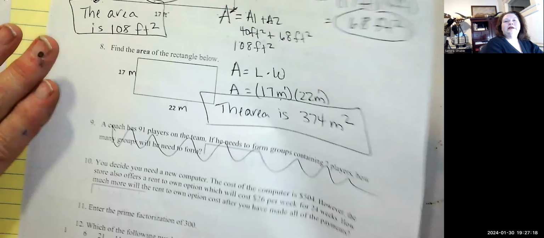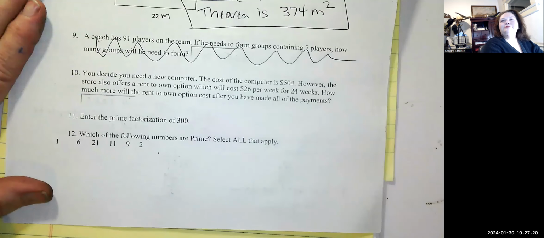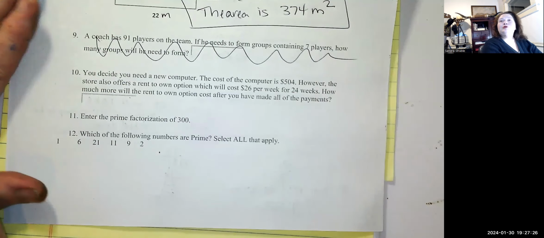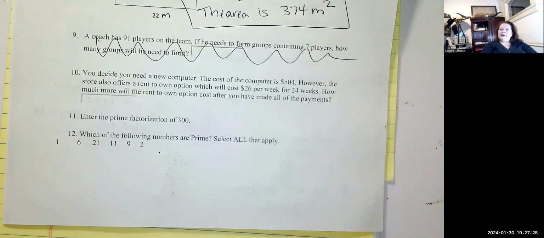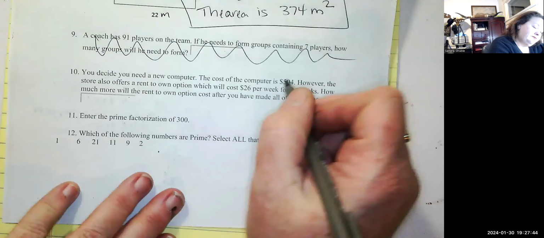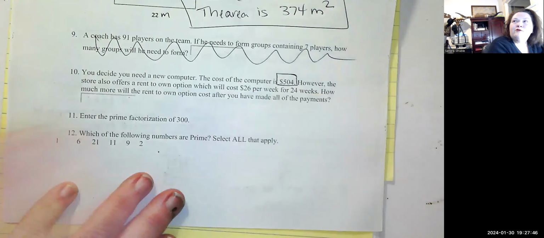You decide you need a new computer. The cost of the computer is $504. However, the store also offers a rent-to-own option, which will cost $26 per week for 24 weeks. How much more will the rent-to-own option cost after you have made all the payments? Oh, cool. Got a few steps here. So we know the cost of the computer is $504 if we just pay for it.